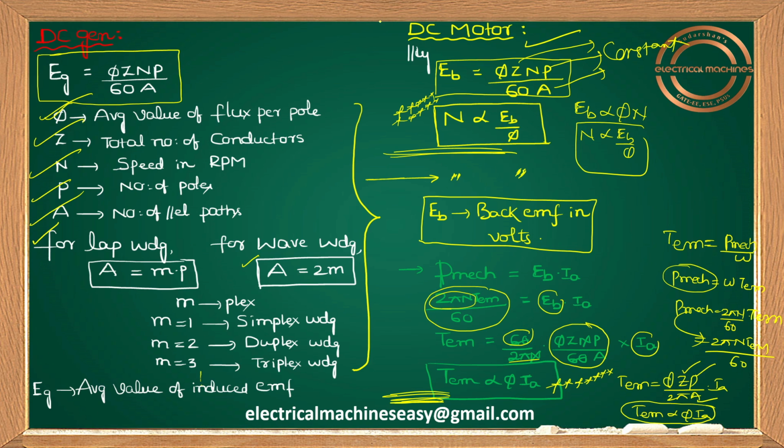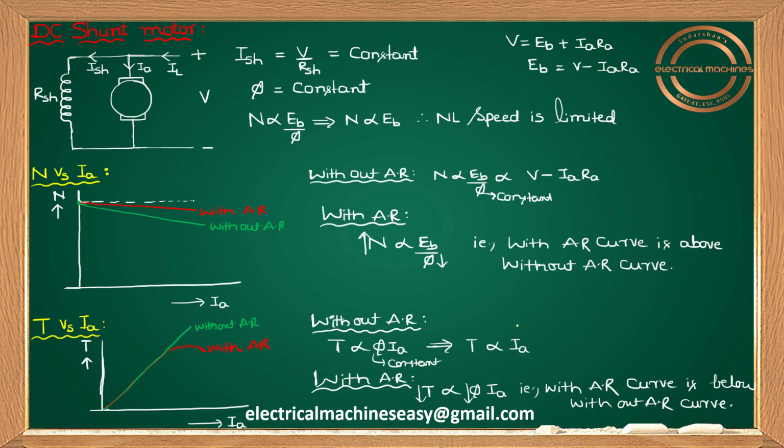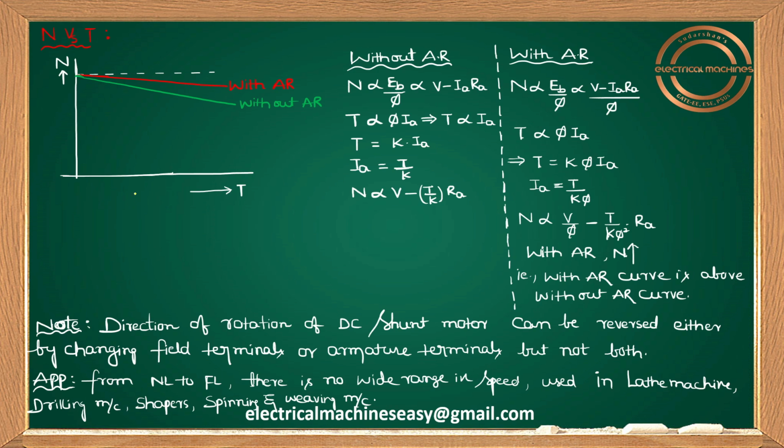Okay, so now let me explain the characteristics of DC motor. For explaining those characteristics, I need this equation, N proportional to EB by phi, and I need T proportional to phi into IA. So let us see. Let me proceed. For DC shunt motor, let me explain first of all N versus IA characteristics, then I'll go for T versus IA characteristics, then I'll go for N versus T characteristics, for DC shunt motor.